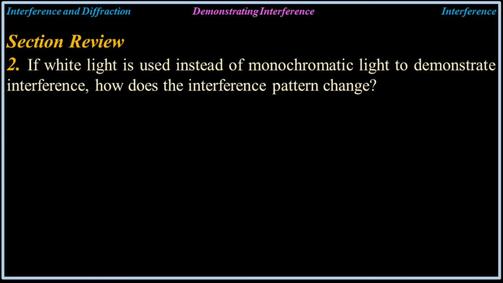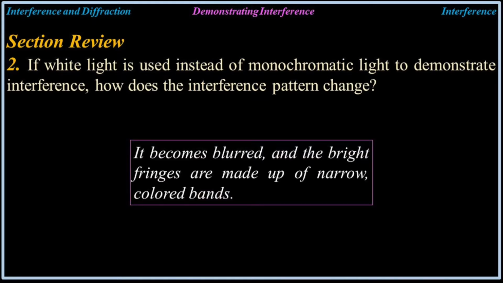If white light is used instead of monochromatic light to demonstrate interference, how does the interference pattern change? The plot thickens, as they say, when the plot is about to thicken. It becomes blurred, and the bright fringes are made up of narrow, colored bands. Mystery solved.